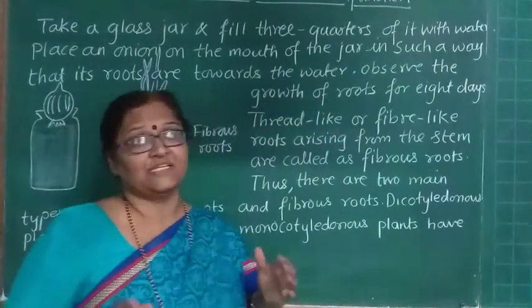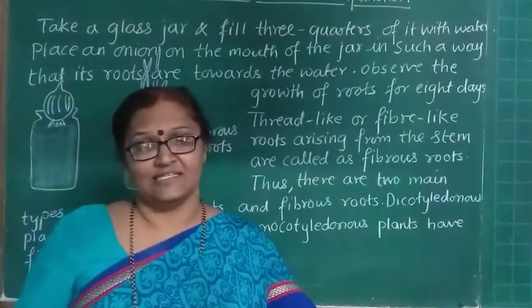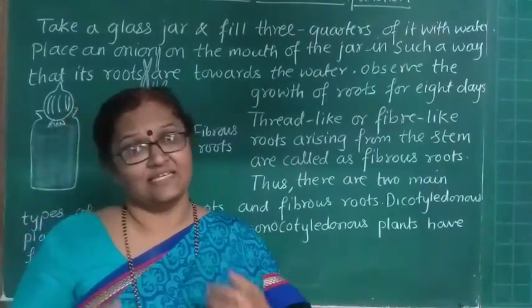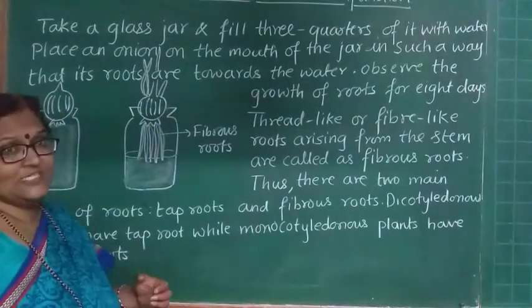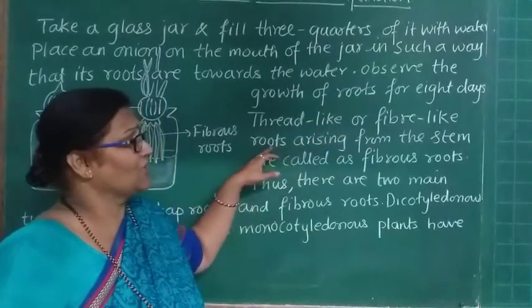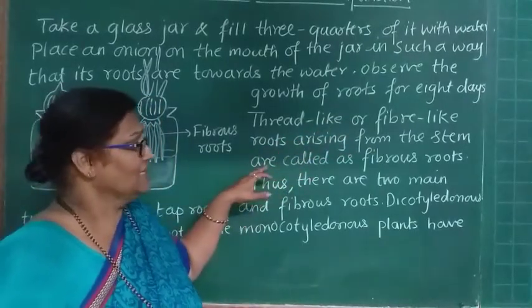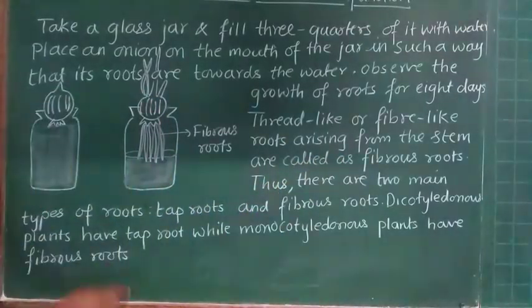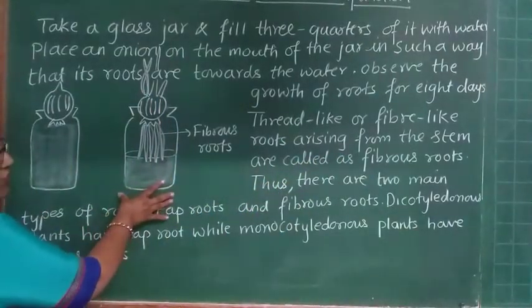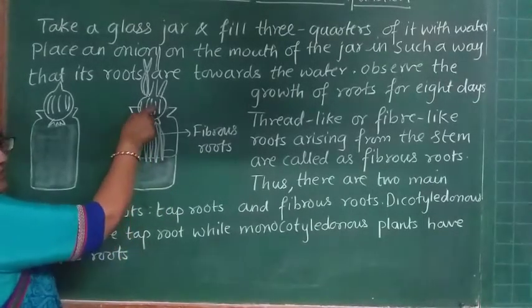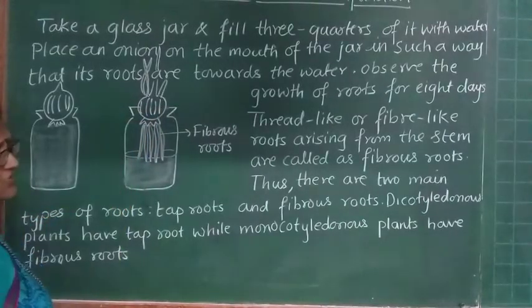You have to keep this jar for 8 days, and after that you observe the changes that are seen. What do you see there? Thread-like or fiber-like roots are arising from the stem. These are called the fibrous roots. Now, in the second jar, what did you see there? There are roots which are formed from the onion. These roots are nothing but the fibrous roots.